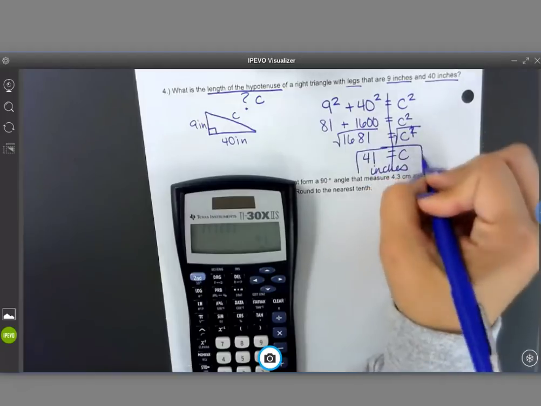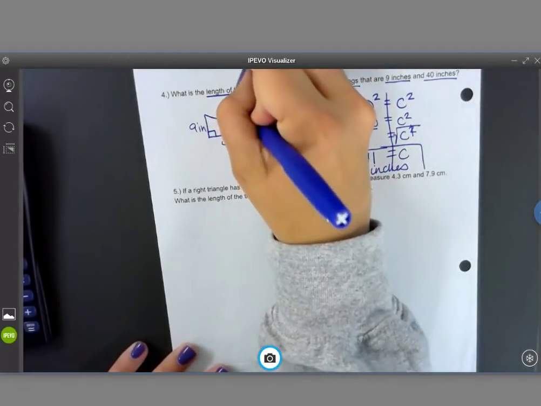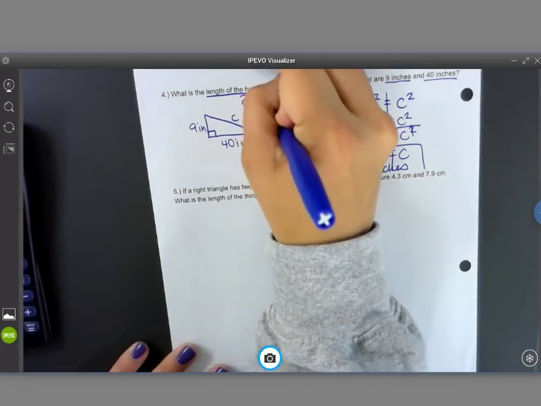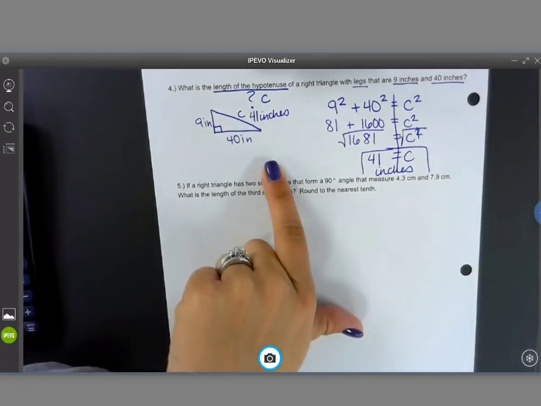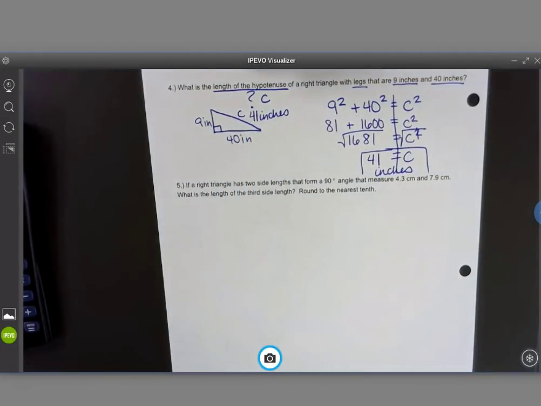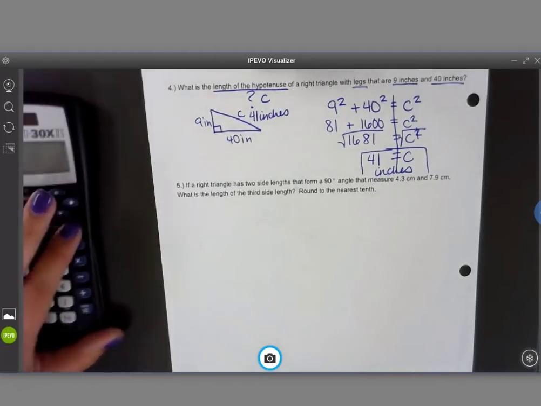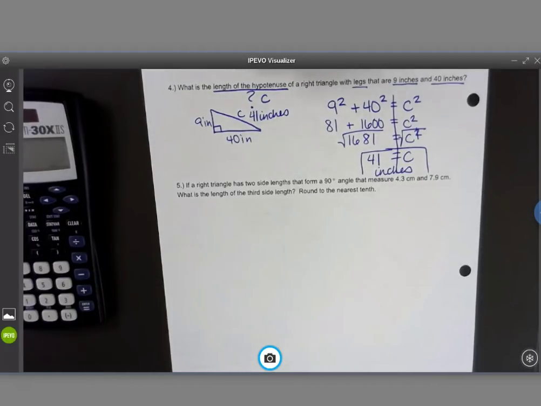Remember, the hypotenuse should always be your longest side length. So if I get a number over here and I get, let's say, 18 inches, I know that I did something wrong because the C is always going to be your longest side length. So if it's smaller than A or B, then I did something wrong and I need to figure out what I did wrong and fix it.